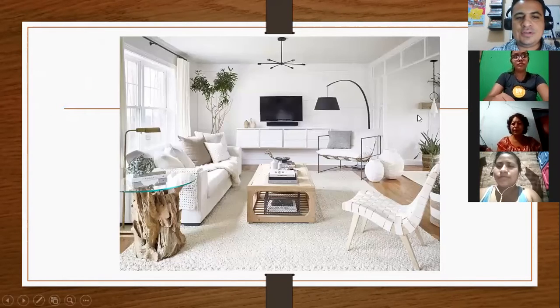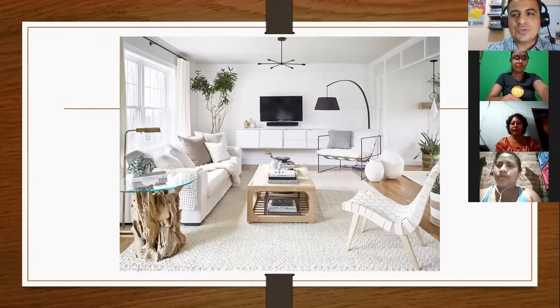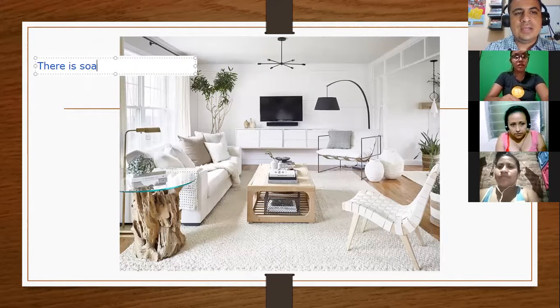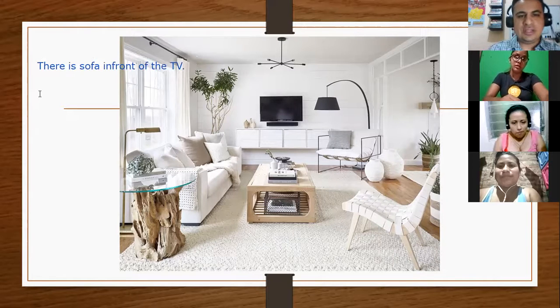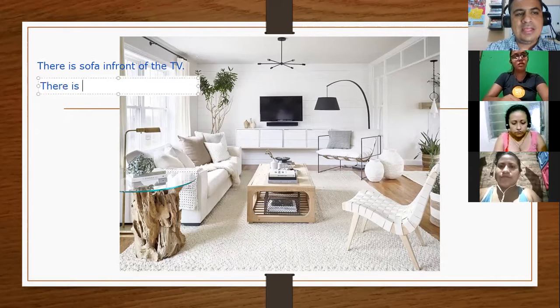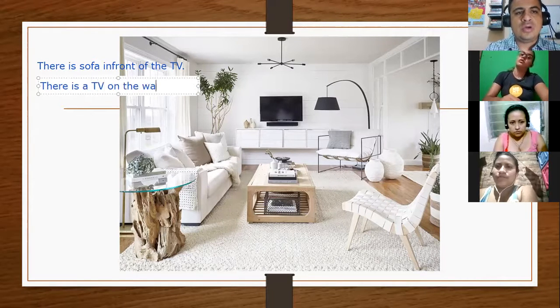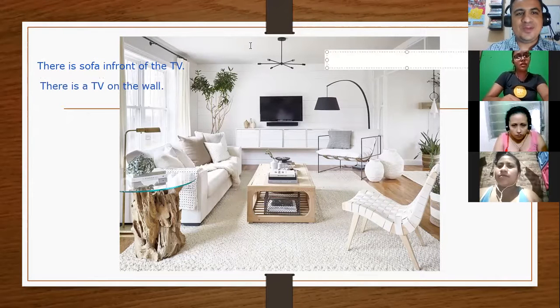Let's look at the next picture. What do you see? What can you describe here? There is a sofa. Uh-huh. ¿Dónde está el sofa? Where is it? There is a sofa in front of the television. Okay, very good. Hay varias opciones, right? What else? What do you see? There is a television on the wall. Excellent. Very good. What else do you see? Ya se les olvidó el vocabulario que acabamos de aprender.